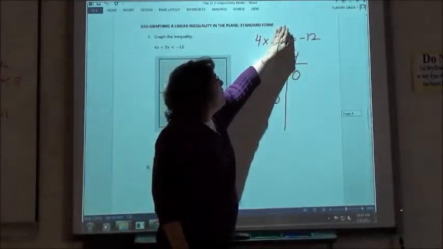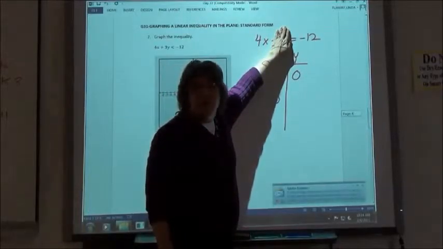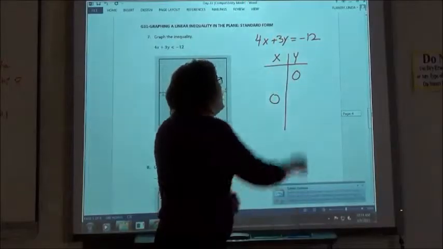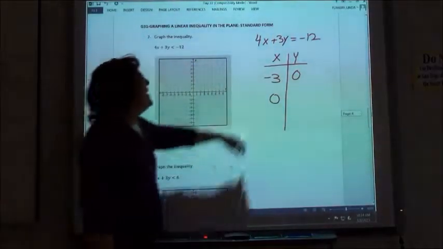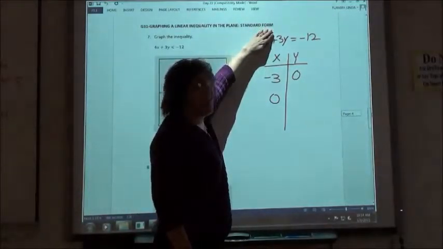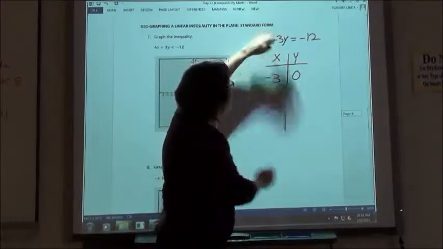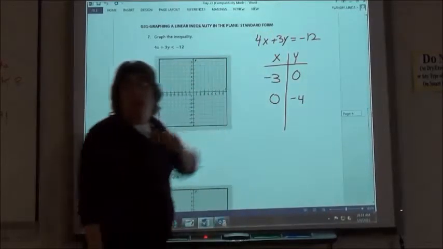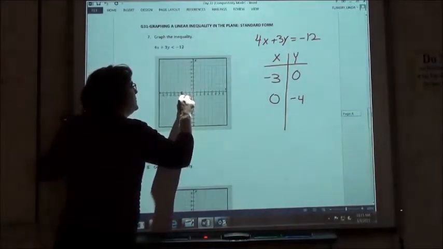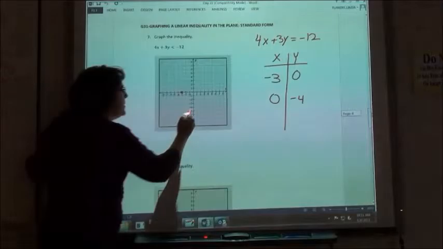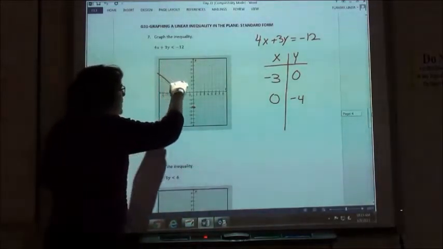If I put 0 in for y, it gets rid of the y term, so I'm just taking negative 12 divided by my coefficient of x, negative 12 divided by 4, negative 3. That's pretty easy to do. If I put 0 in for x, I get rid of my x term. Negative 12 divided by the coefficient of y of 3 gives me negative 4. So my x-intercept is at negative 3. My y-intercept is at negative 4. I have my 2 dots. I can now draw my line.